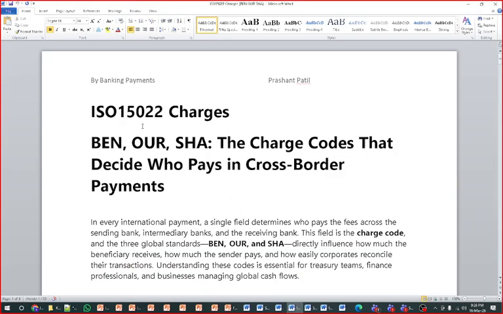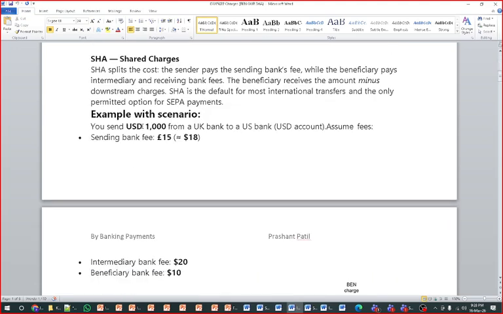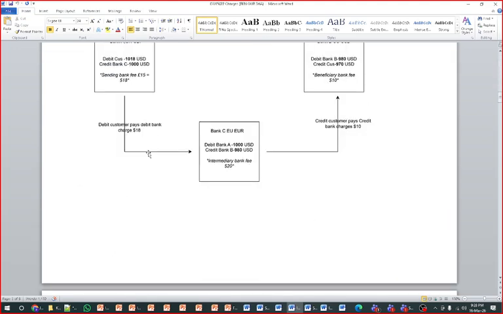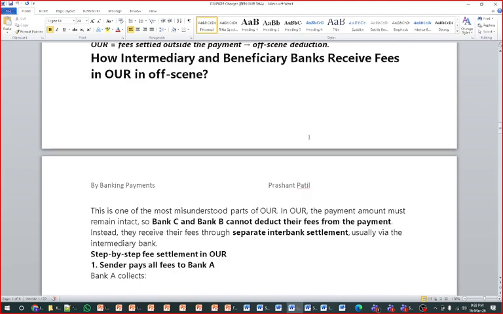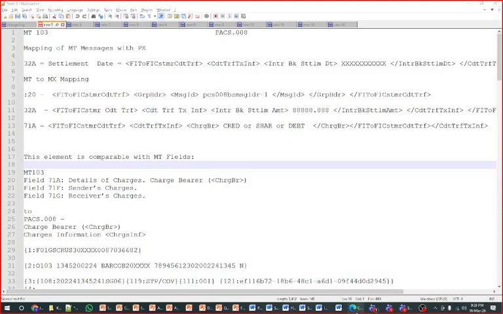Okay, when we are sending a payment from one point to another, there are charges. Who is going to bear what charge and how the calculation is done is very important, and we are going to discuss the calculation part as well.